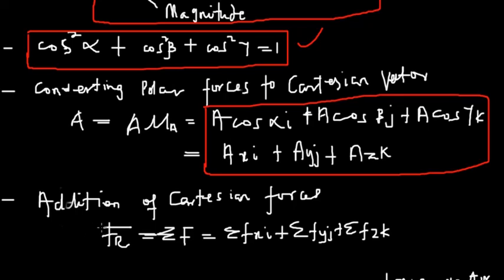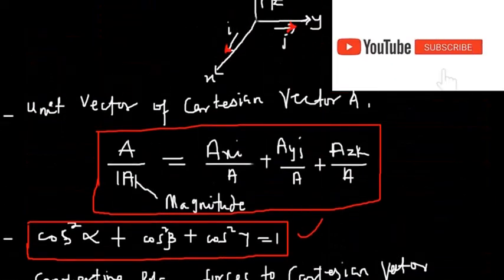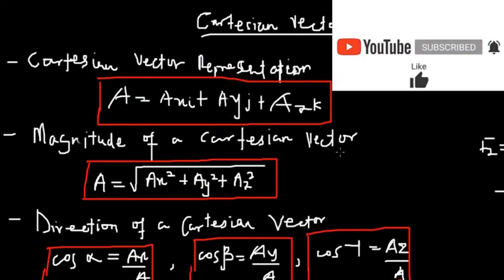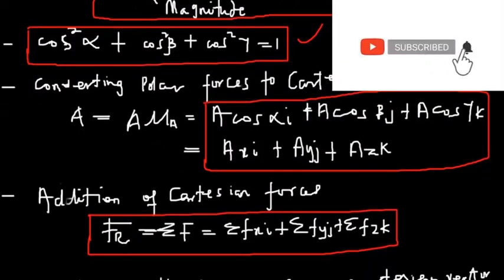Now, sometimes you might need to add Cartesian forces. For Cartesian forces, just like adding a summation of forces, you sum them according to their coordinates, that's x, y, z. So that's where we also implement this formula. Once we know all these formulas, you'll just be implementing them in solving questions. It's simple. Once you know these formulas, you are good to go.